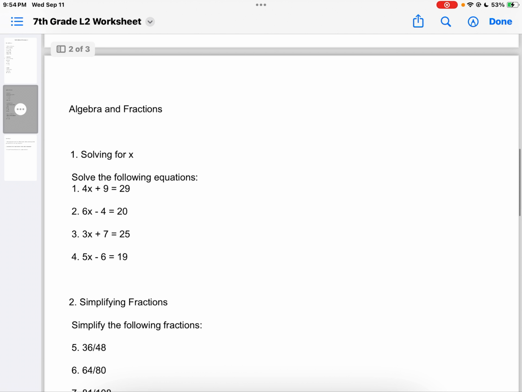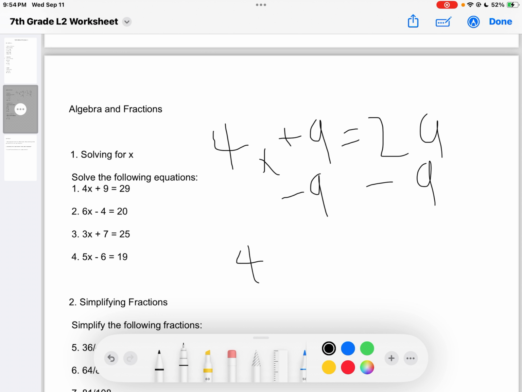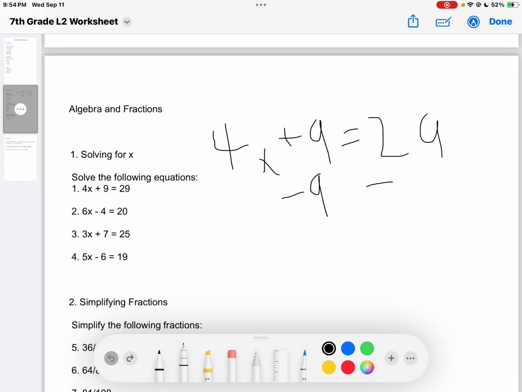to algebra and fractions. Solving for x, fairly easy. 4x plus 9 equals 29. Do the opposite of PEMDAS, which is addition and subtraction first. Subtract 9. 4x equals 20. To isolate the x, divide by 4 to get x equals 5. Fairly easy.